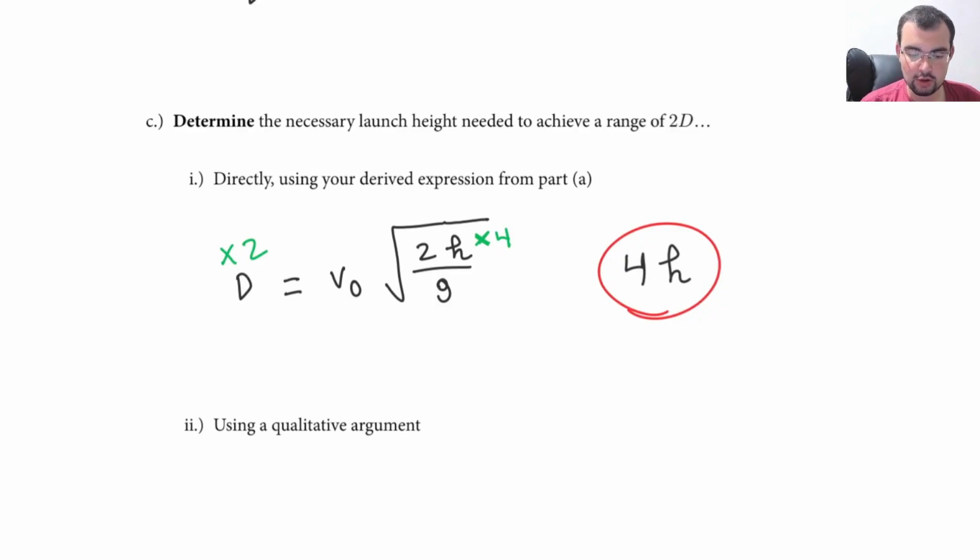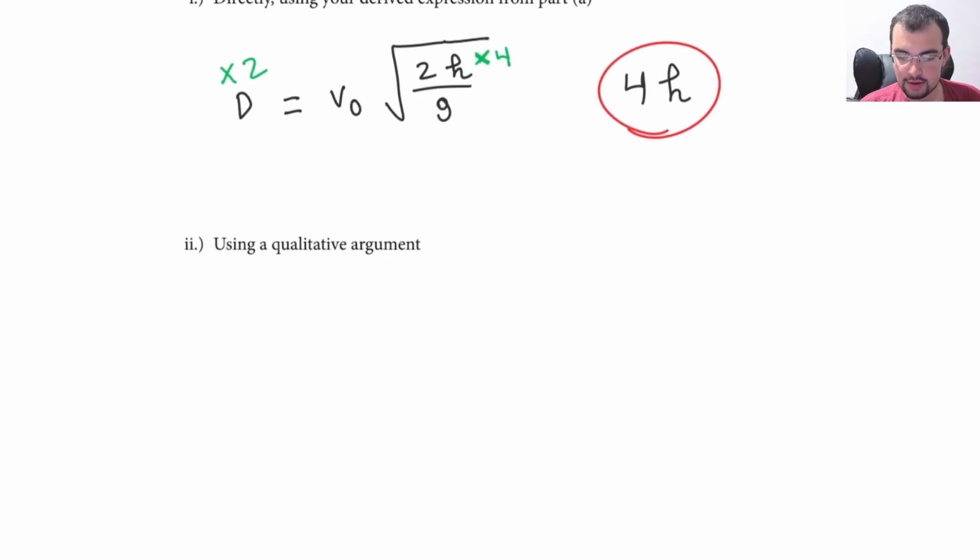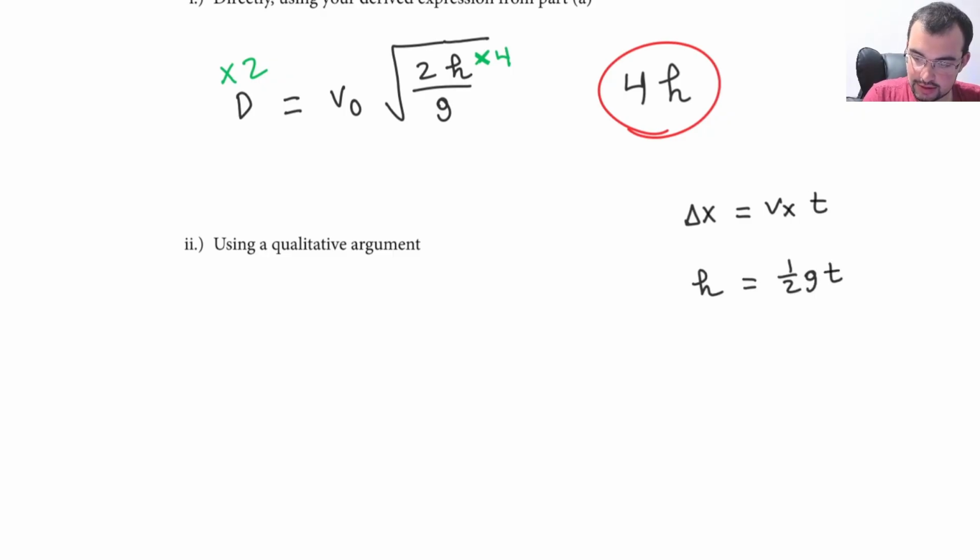And then we can also use a qualitative argument. So how could we have reasoned this without having to do the multiplier? It all uses the fact that these are our two equations. We have delta x is vx times t, and h equals 1 half g t squared. So if we want to double the range, we need to double the fall time.